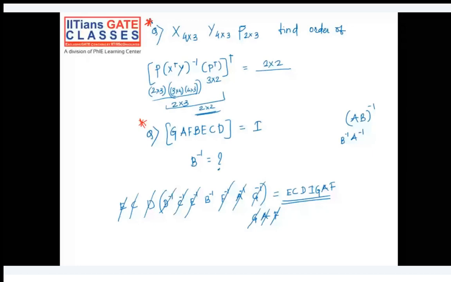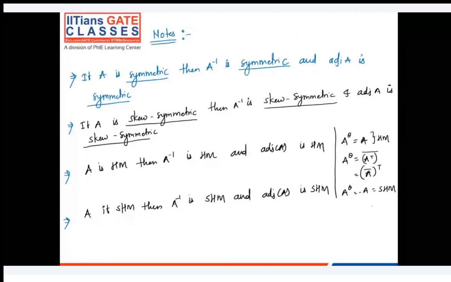If A is skew symmetric, then adjoint and inverse are skew symmetric. The same way you have to apply for the Hermitian matrix. If A is a Hermitian matrix, then A inverse and adjoint A are also Hermitian. And the same way for skew Hermitian: if A is skew Hermitian, then its inverse and adjoint are also skew Hermitian. Okay. So depending on A, your A inverse and adjoint of A will be of the same type.